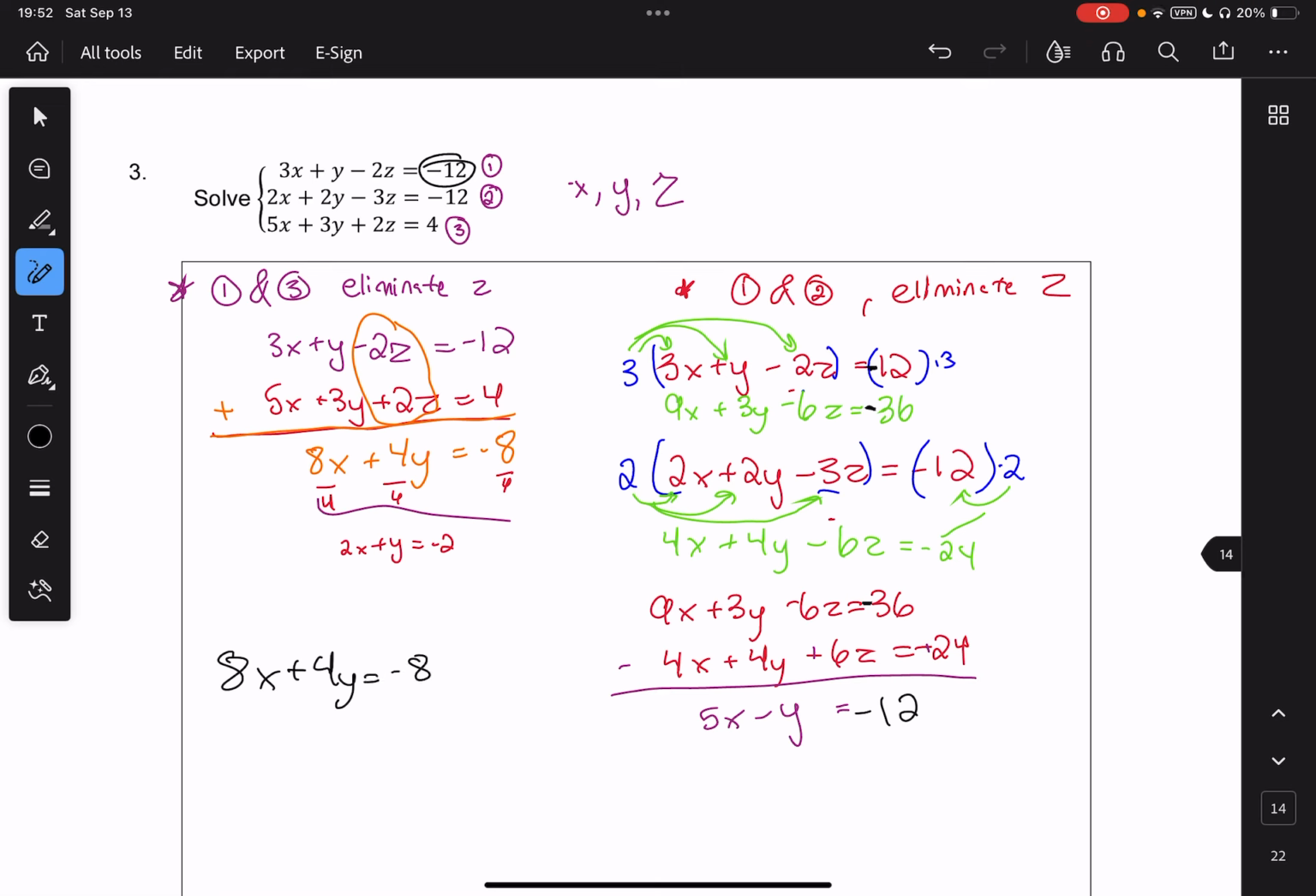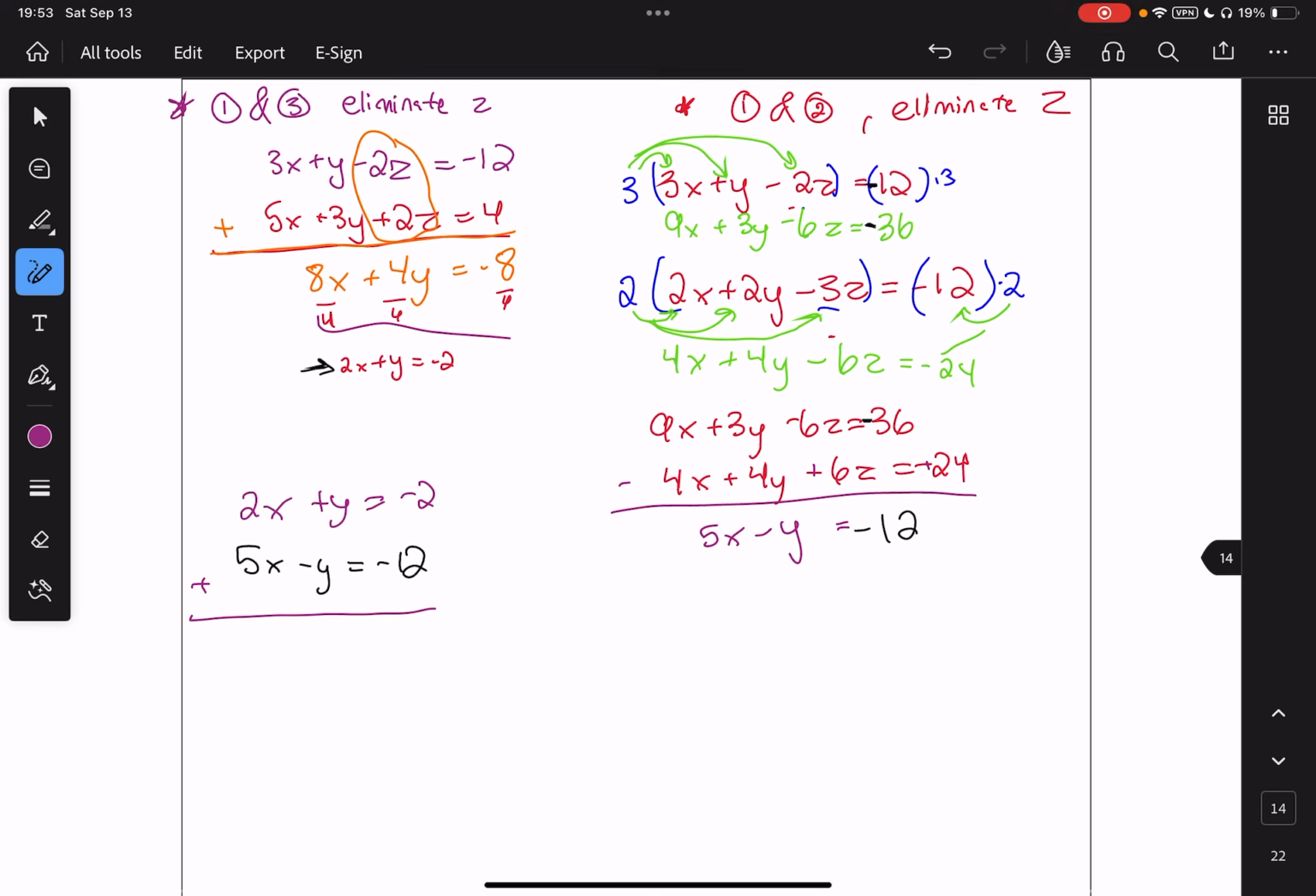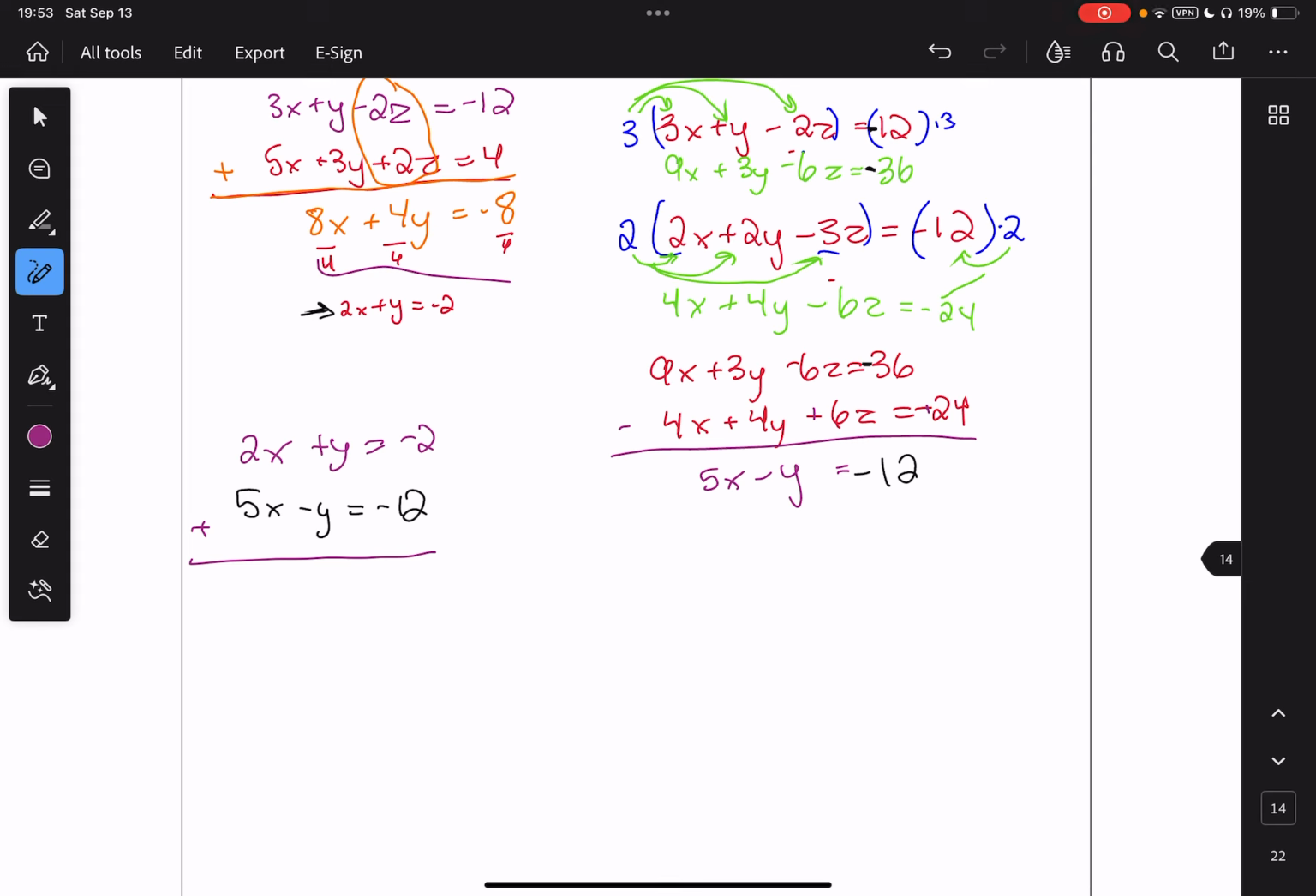Now that we have our first two equations, we have our 8x plus 4y equals negative 8, and then our 5x minus y equals negative 12. And remember how I divided out our numbers here? So now instead of writing that, we can just simplify it to 2x plus y equals negative 2. And then when we combine our two equations, we're going to eliminate our y. So our y's cancel out, and we're left with 7x equals negative 14. And then when we divide both sides by 7, we get x equals negative 2.